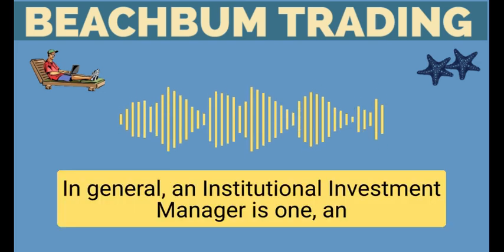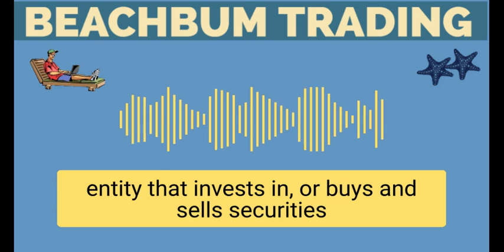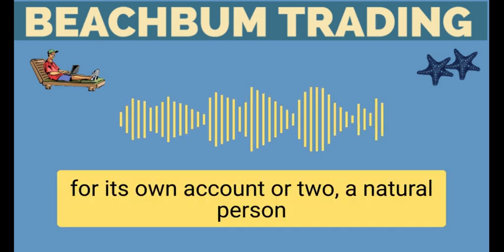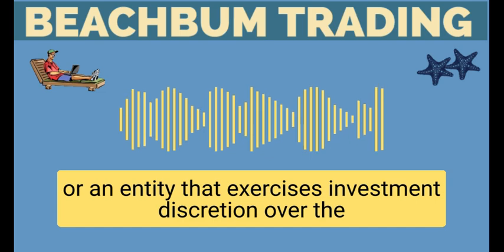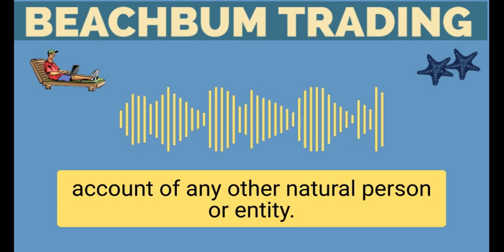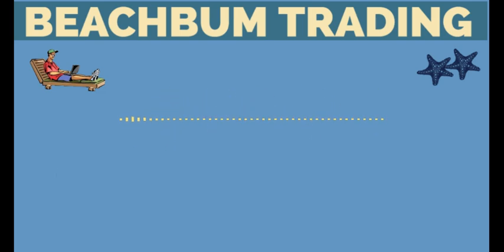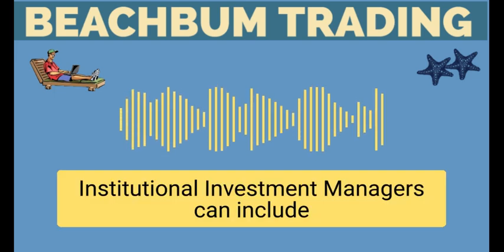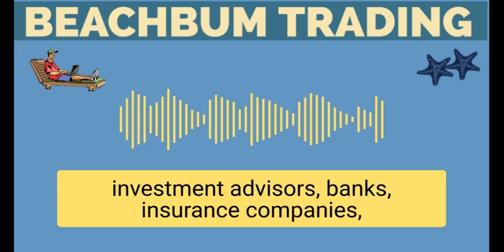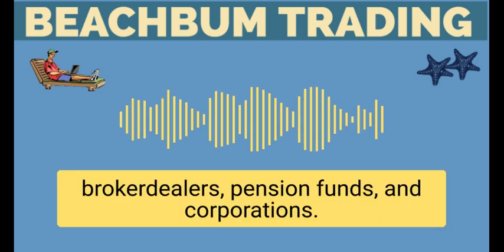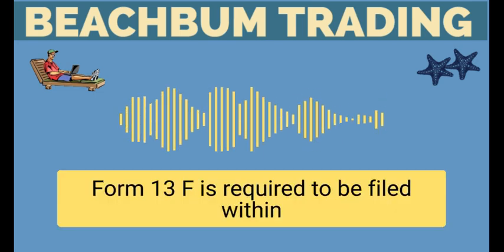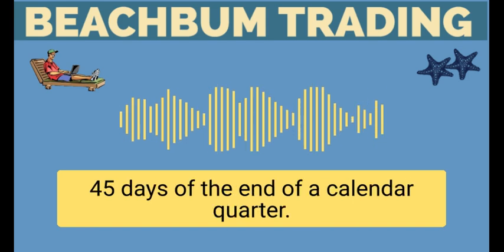In general, an institutional investment manager is 1. An entity that invests in, or buys and sells, securities for its own account, or 2. A natural person or an entity that exercises investment discretion over the account of any other natural person or entity. Institutional investment managers can include investment advisors, banks, insurance companies, broker-dealers, pension funds, and corporations. Form 13F is required to be filed within 45 days of the end of a calendar quarter.